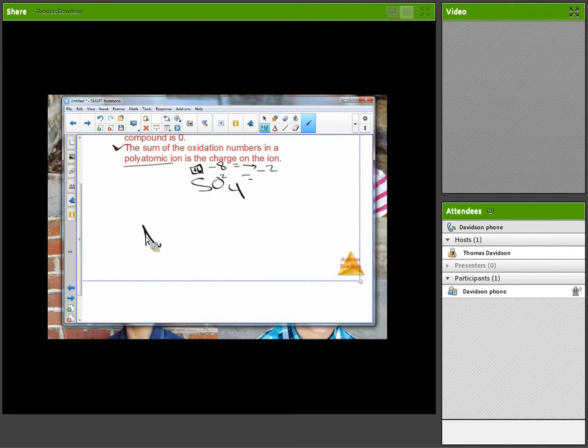Let's try that with NO3. Tell me the charge of N. Because that's the charge of NO3. This is a polyatomic ion. +5. Now here's my question. Is oxygen's number -6? No, it's -2. We just used the -6 to find out how to make this plus that equal a -1.